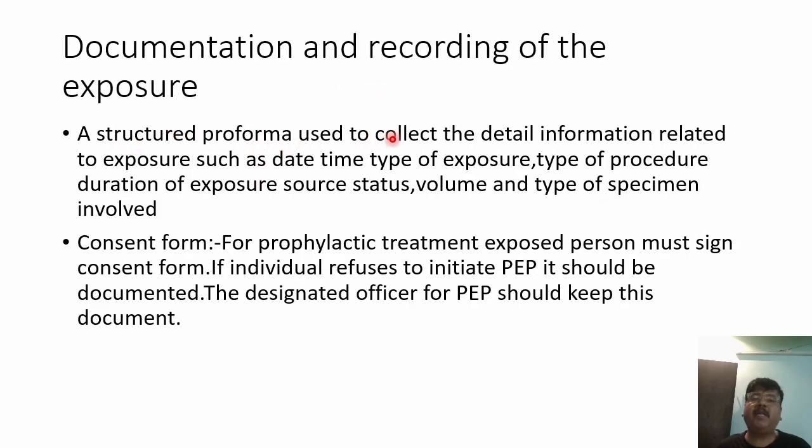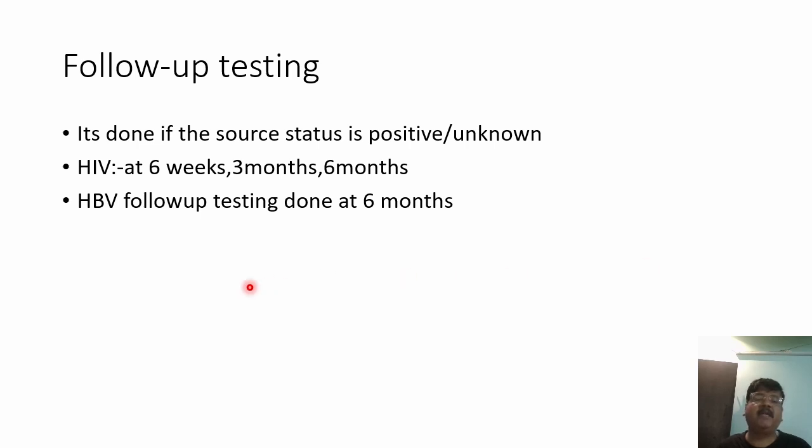A structured proforma is used to collect detailed information related to the exposure, such as date, type of exposure, type of procedure during the exposure, source status, volume, and type of specimen involved. Then a consent form for prophylactic treatment of the exposed person; the person must sign the consent form. If the individual refuses to initiate post-exposure prophylaxis, it should be documented. The designated officer for post-exposure prophylaxis should keep this document. Documentation is very important to avoid any legal matters.